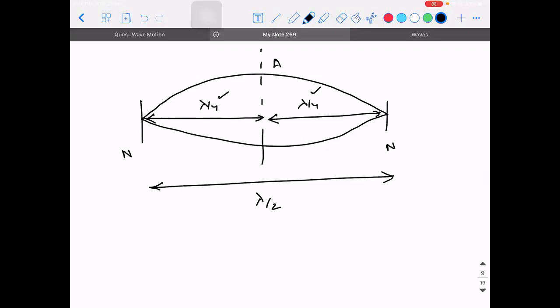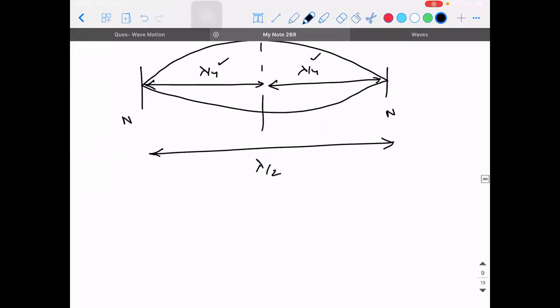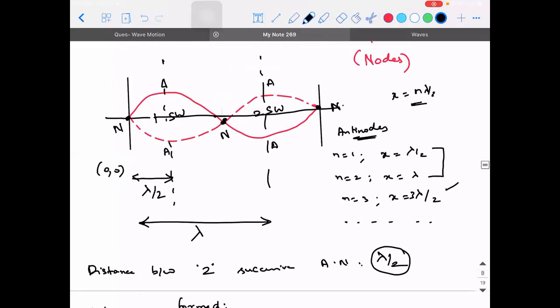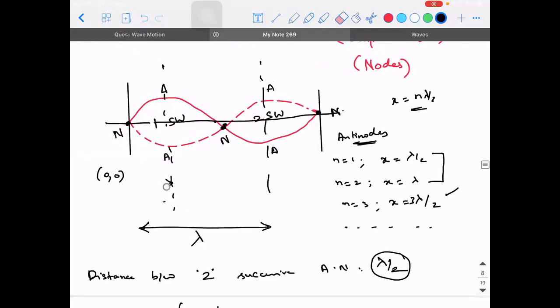Sir, but in the previous diagram, you said that the distance between antinode and node is lambda by 2. Oh, I drew it like that. I'm sorry, that's wrong. Sorry about the confusion. This is lambda by 2. This is lambda by 4. Now clear? Yes, sir.